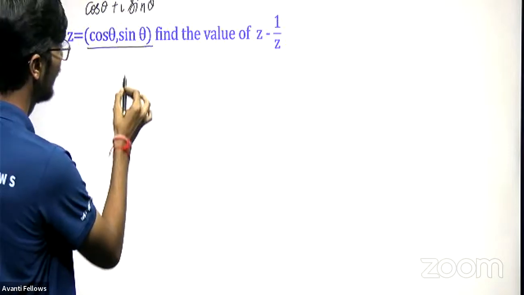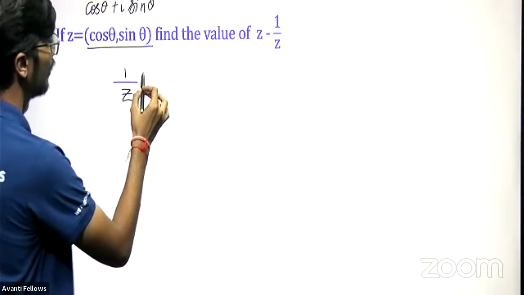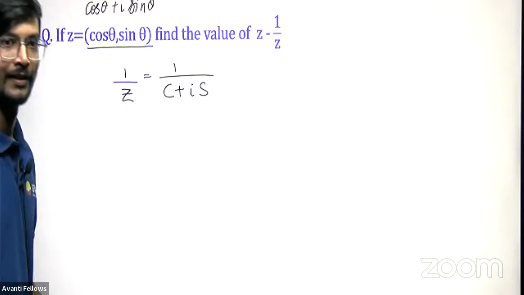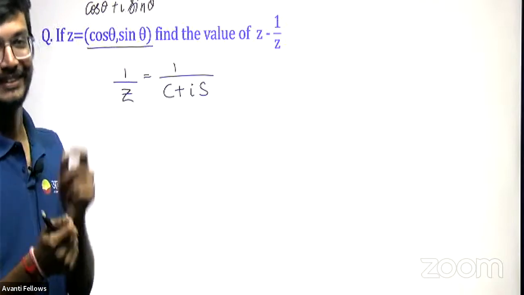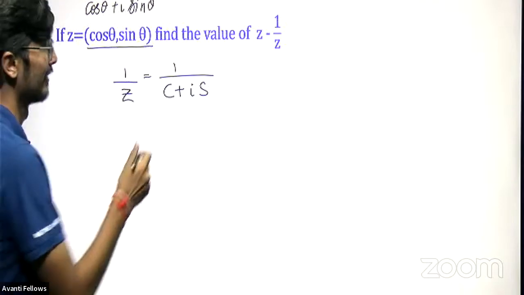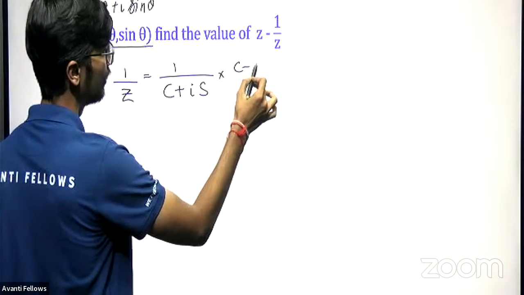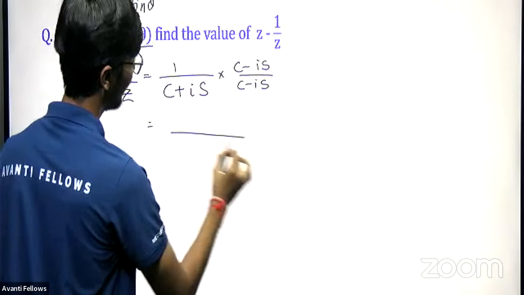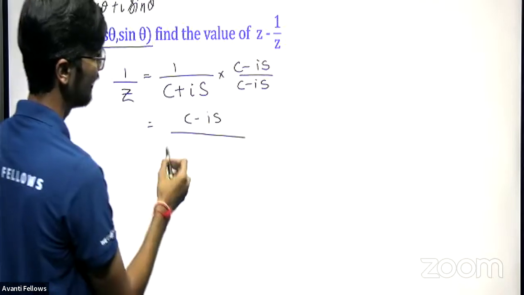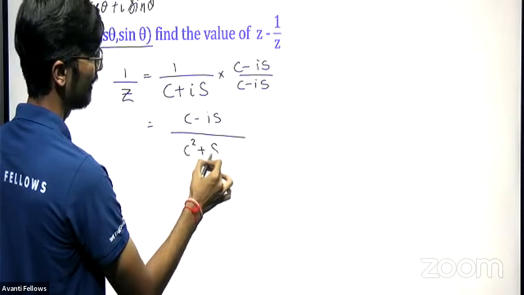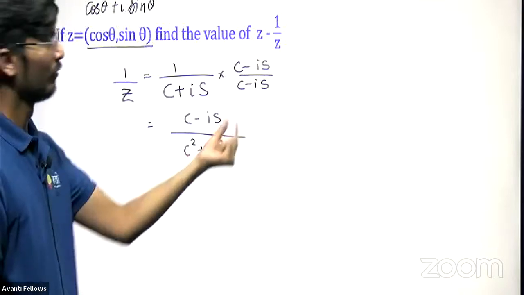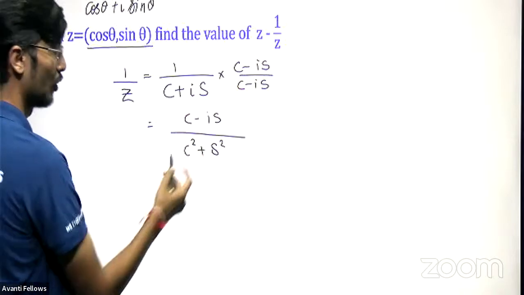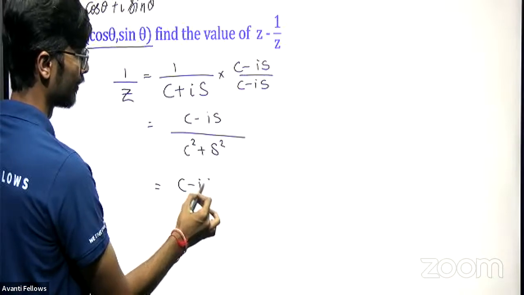So first, we'll find 1 upon z. What is 1 upon z? 1 upon cos theta plus i sin theta. I am writing cos theta as C, sin theta as S. So we'll multiply and divide by the conjugate, cos theta minus i sin theta. In the numerator, I get cos theta minus i sin theta. In the denominator, cos square theta plus sin square theta. I hope you got it. Here i square becomes minus 1, and minus minus becomes plus. Notice cos square theta plus sin square theta is 1.